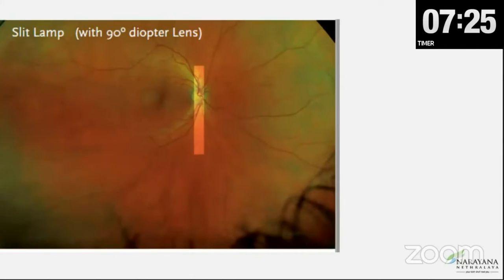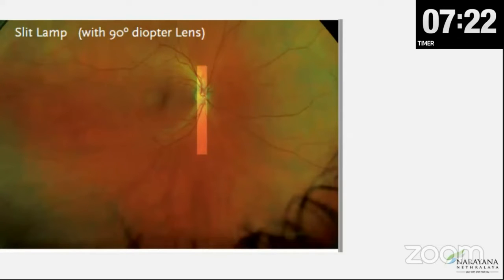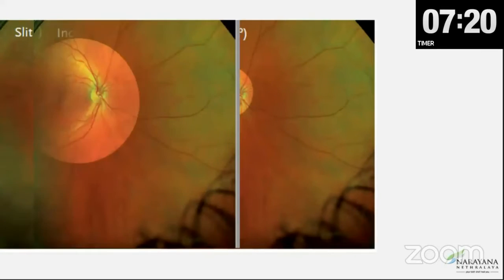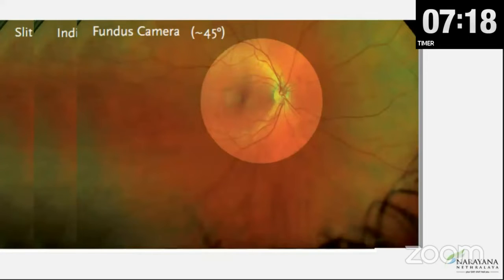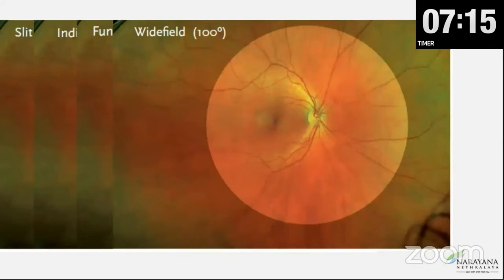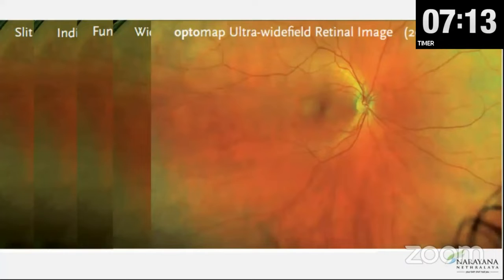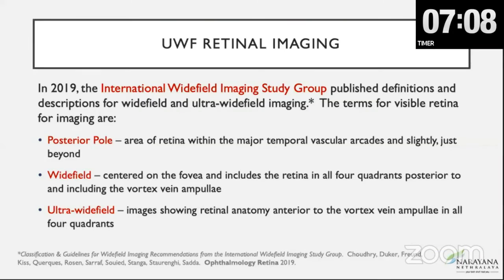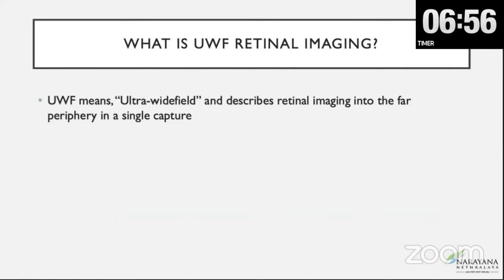Coming first to ultra wide field imaging, we have the slit lamp giving us 90 degrees. Then we have the 30 degrees indirect, the 45 degrees with our regular fundus cameras, and then wide field giving us up to 100 degrees, and finally the ultra wide field up to 200 degrees. This was the revised classification by the International Wide Field Imaging Study Group, which showed what the ultra wide field actually covers, where we're able to see anterior to the vortex vein in all four quadrants. So it describes imaging up to the periphery in a single capture.